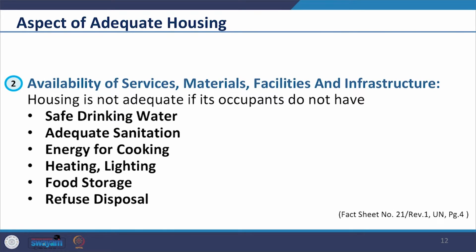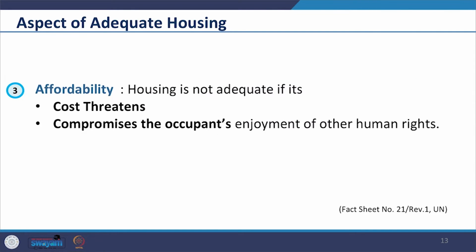Another aspect is availability of services, materials, facilities, and infrastructure. Housing is not adequate if its occupants do not have safe drinking water, adequate sanitation, energy for cooking, heating, lighting, food storage, or refuse disposal. Another aspect is affordability. Housing is not considered to be adequate if its cost threatens or compromises the occupant's enjoyment of other human rights. Similarly, habitability is seen as another aspect.